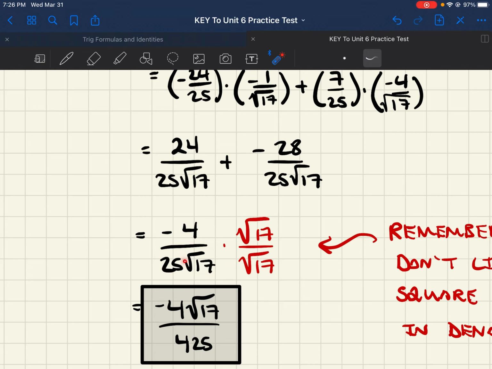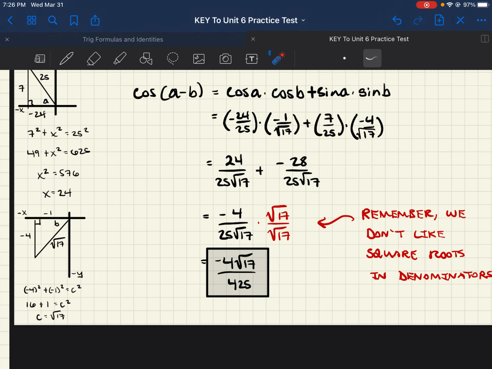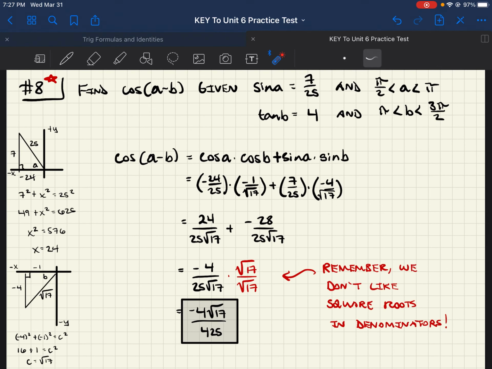However, we don't like this as an answer. We have a square root in the denominator, so let's rationalize it by multiplying by root 17 over root 17, which is going to give us negative 4 root 17 on top, and then 425 on the bottom, because root 17 times root 17 is 17, and 17 times 25 is 425. Really good problem. Make sure you know how to do this.